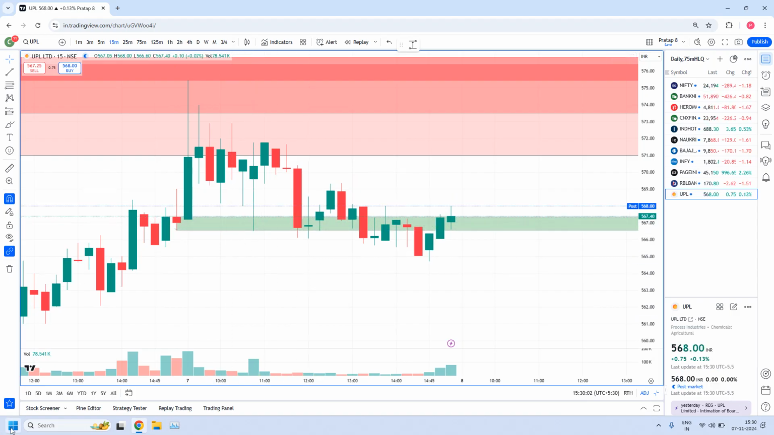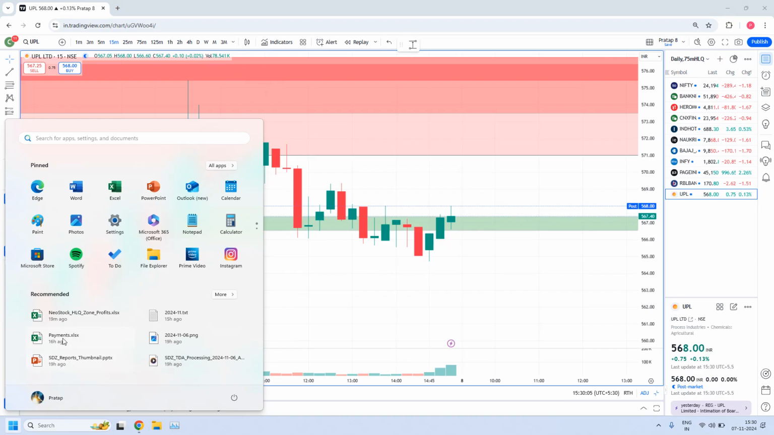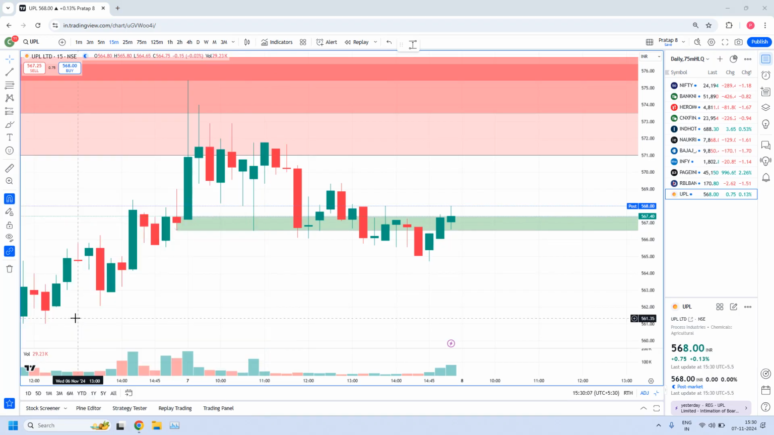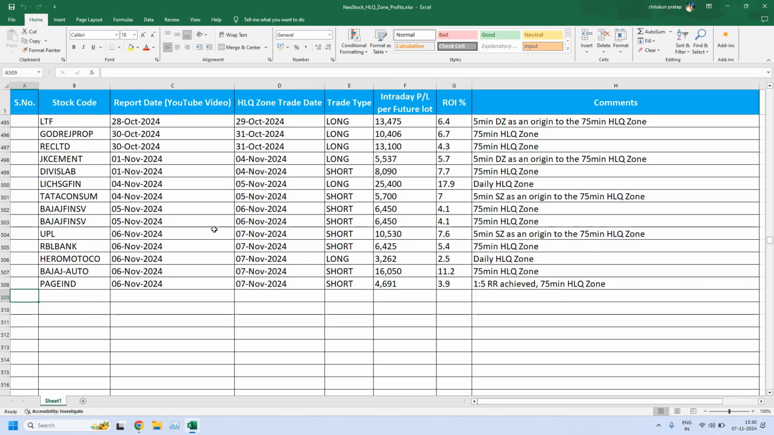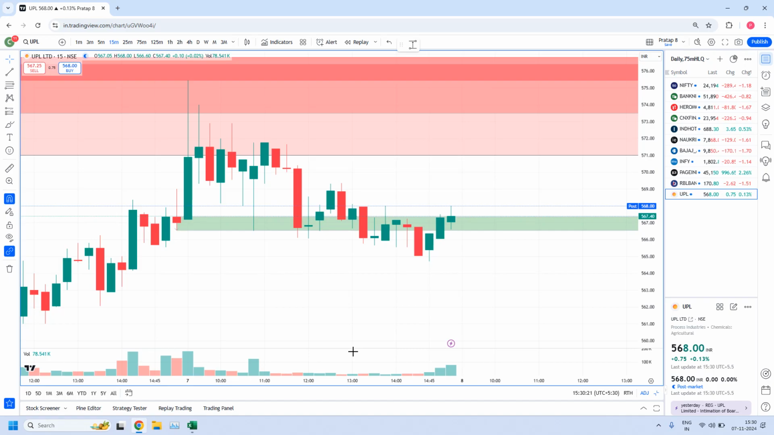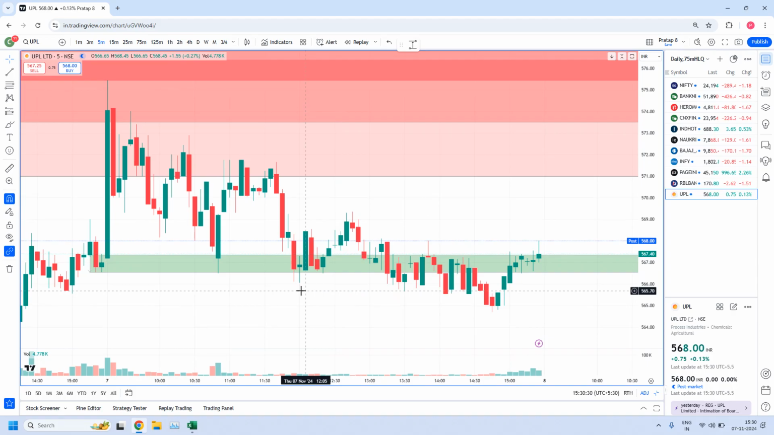And how much profit has UPL given? Let me open the Excel sheet. UPL has given 10,530 rupees profit, which is 7.6% ROI as per one futures margin cost. So this is an excellent trade in the early hours of the market, and the trade was completed by 10:50, 5 minutes candle.